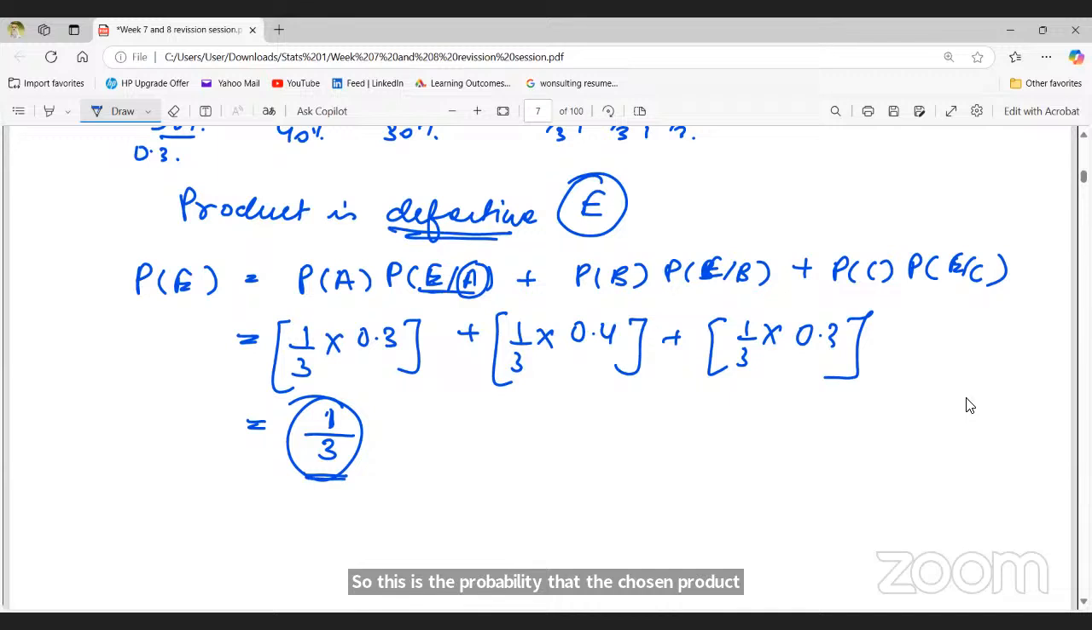Is this formula clear? Is this example clear to everyone? Yes, ma'am. Okay.